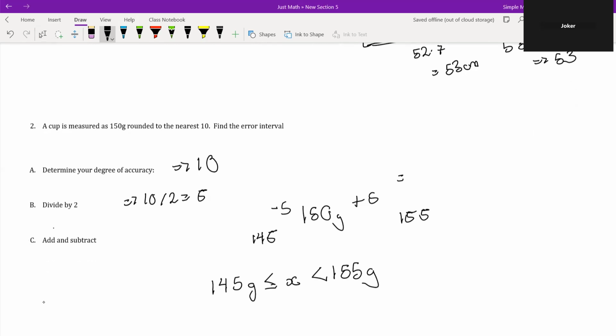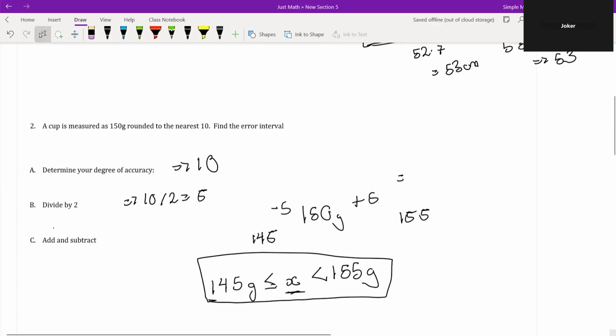Now, does it have to be x? Do we have to use x? It depends. You can use y or a. Most math resources will just use x, as it is the most common one to use, but you can decide to use any letter that you're comfortable with. So this would be our error interval. All right. So 145 grams is less than or equal to x, and x is less than 155 grams.